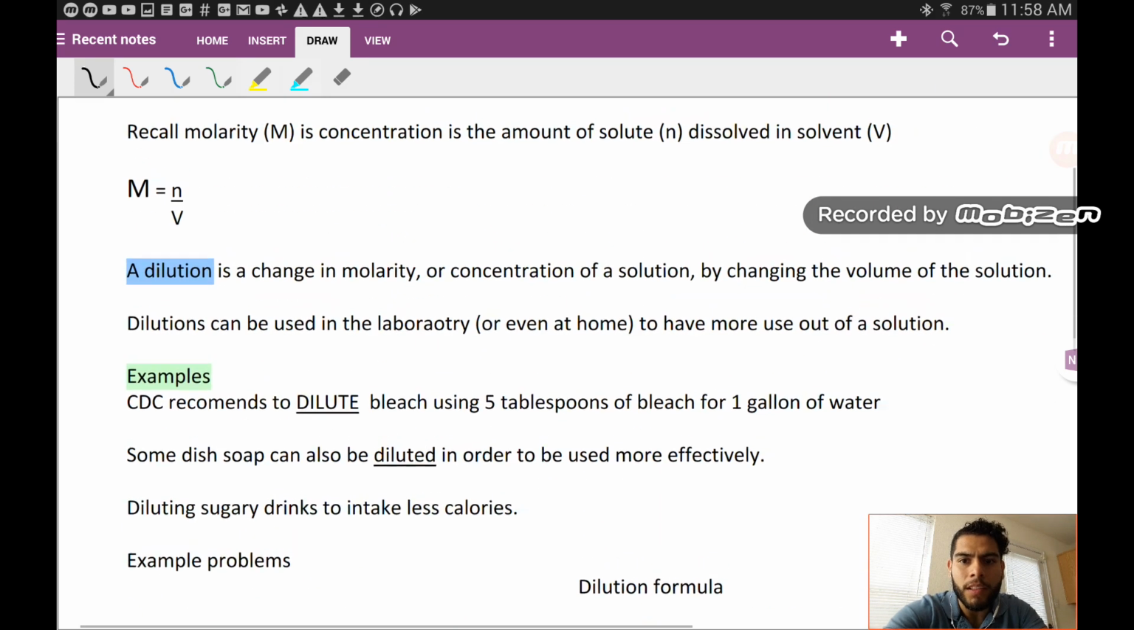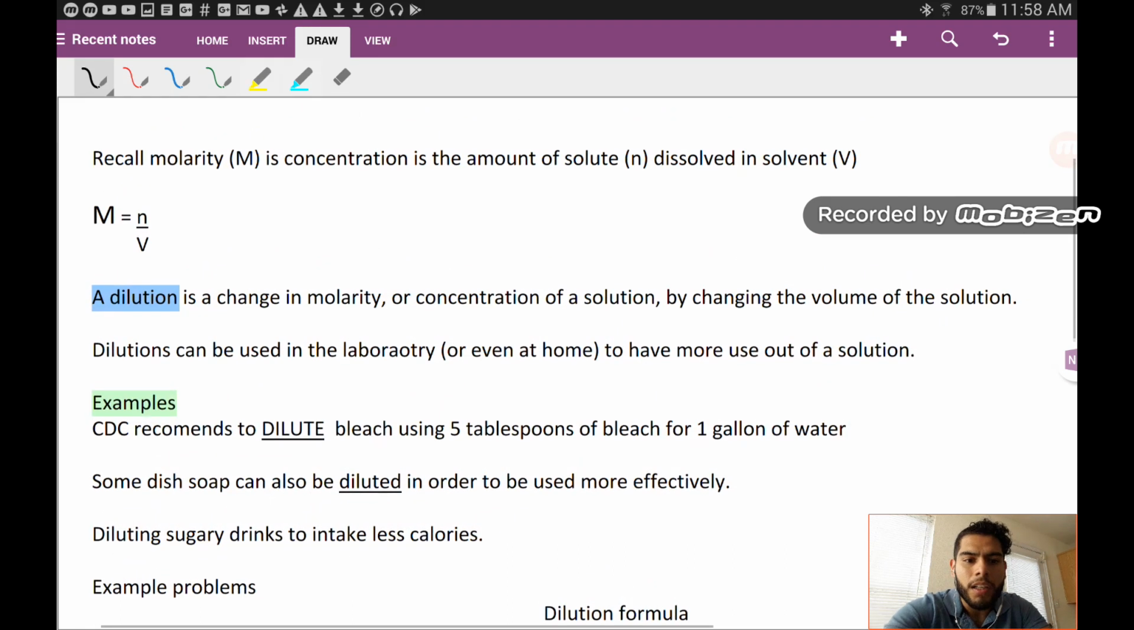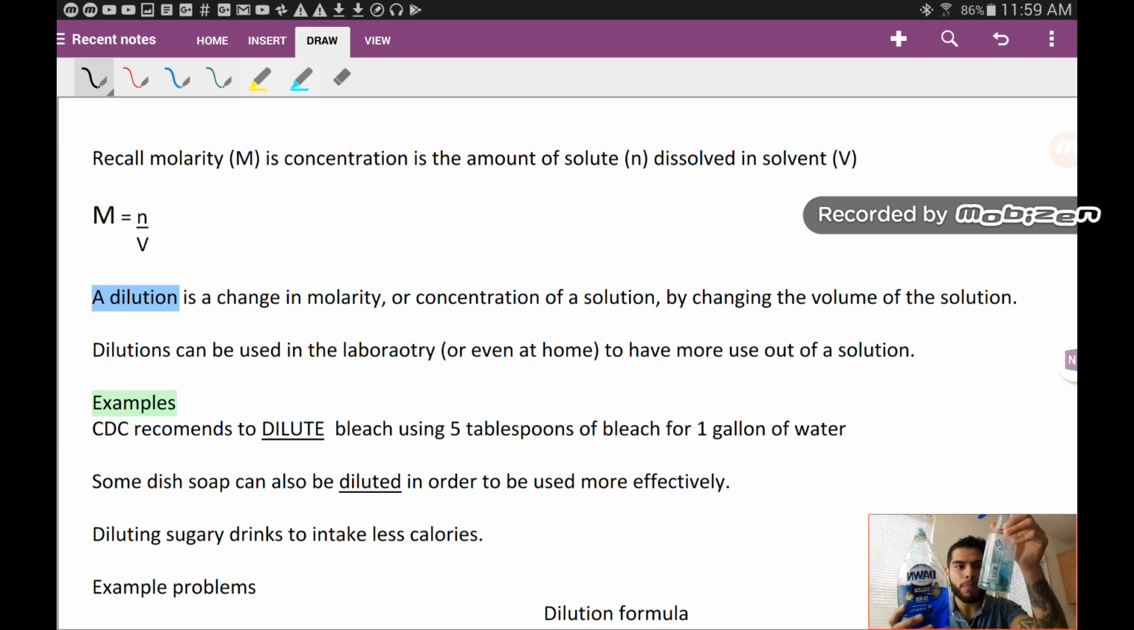Dilution. What a dilution is, is just a change of molarity or concentration of a solution by changing the volume of the solution. So what does that mean? For example, if we have apple juice, we can change the concentration of the apple juice by changing the volume, by adding more water to it. That will be an example of a dilution. Or if you have soap, and then you add some water to the soap, as you can see, this has less soap, it's less blue. It's been diluted, okay?